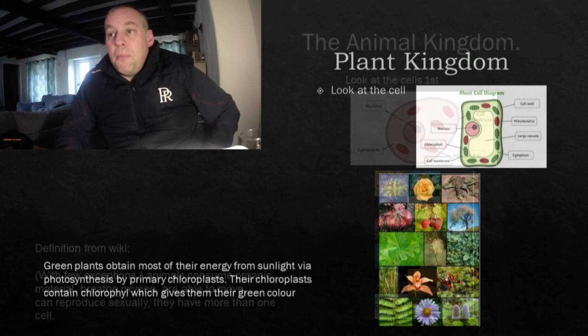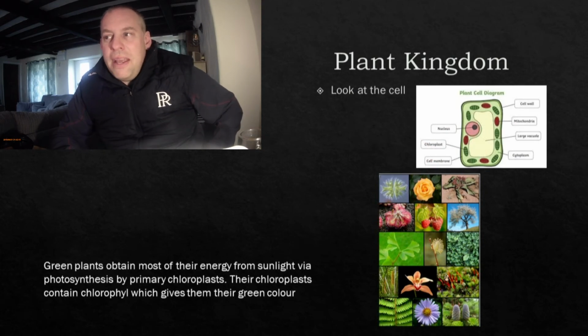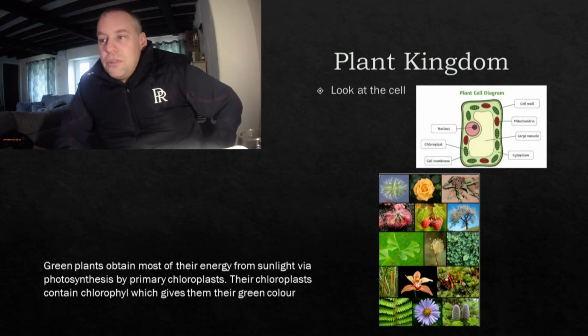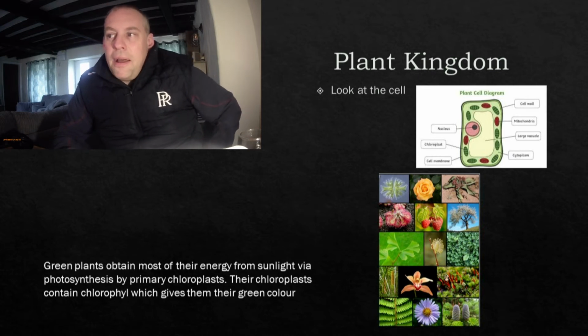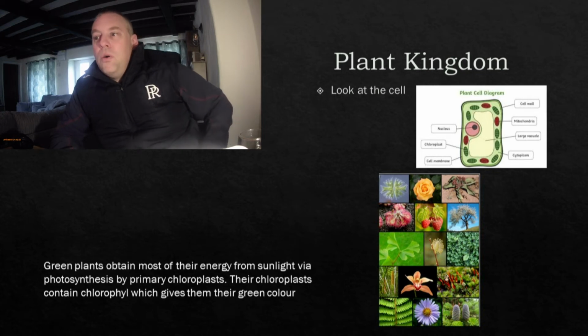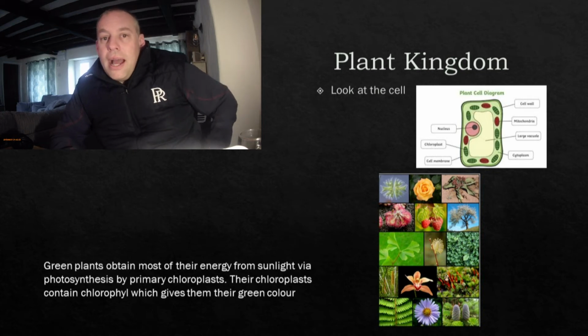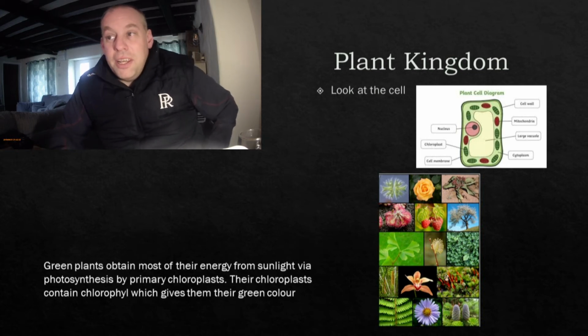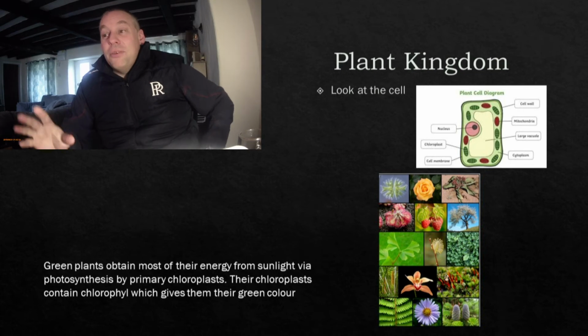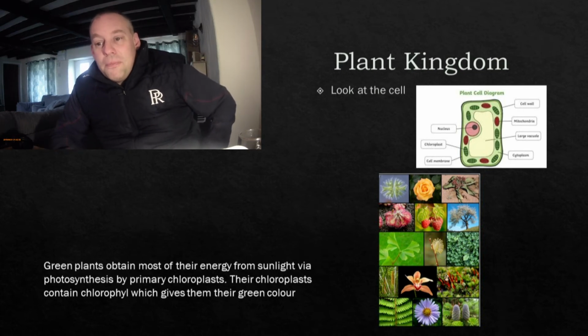Moving on, we've got the plant kingdom. So you'll immediately notice the difference between the cells on this one. A plant cell has more organelles in it than an animal cell. You'll see you've got chloroplasts, vacuole, and a cell wall as being three extra things that the plant cell has got. If you want to know more about them, please look at my video on plant and animal cells, and that will tell you more about what each of those parts does.